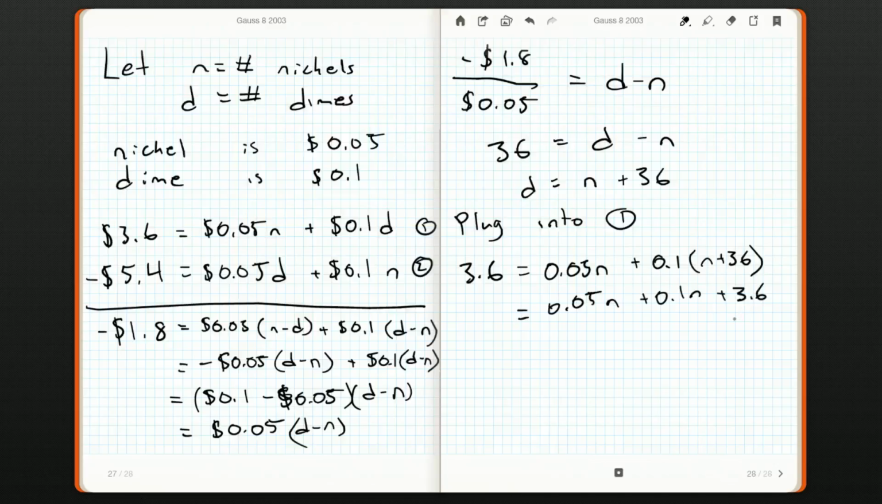Does she have 0 nickels? Something's weird. So I got 3.6 here. So it should be 0.15 nickels plus 3.6 is 3.6. That would suggest to me that the number of nickels is 0 and the number of dimes is 36. So I should think something has gone wrong somewhere.